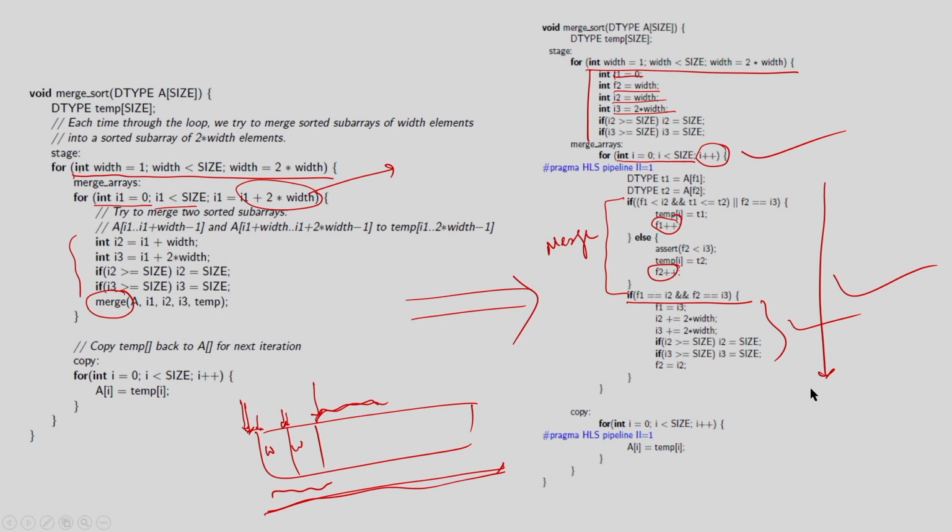So, you can understand that with this you first merge these two, then you take the next two arrays and merge them, then you take the next two arrays and merge them, because all things are happening together.